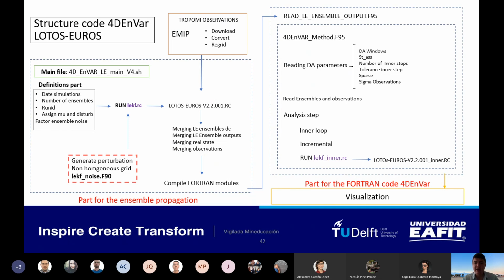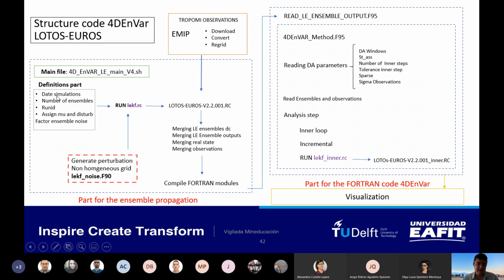Nowadays, I have this pipeline. The pipeline is developed partly in Bash and Fortran scripts that interact with the LOTOS-EUROS model. That is also important to say, because if this works, a future integration with the model, which is developed in Fortran, would be direct to translate. So we bring the observation inside the pipeline.